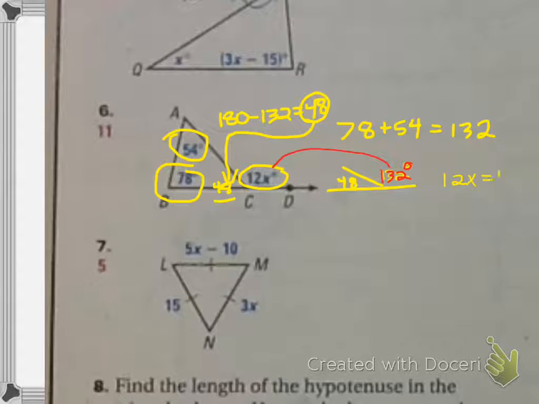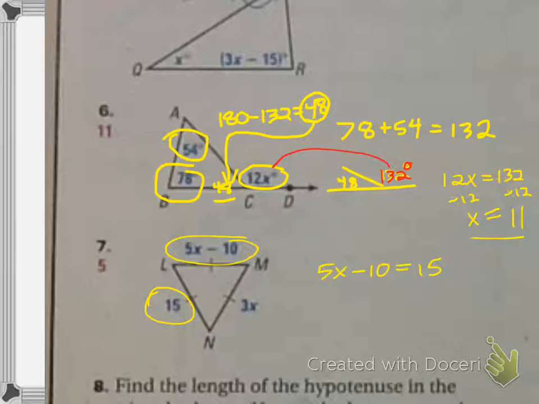Well, that's also marked as 12x in our picture. So what we're going to do is set that 12x equal to 132. We know that outside angle is 132. So 12x equals 132. Divide both sides by 12. X is 11, and that's all we needed.